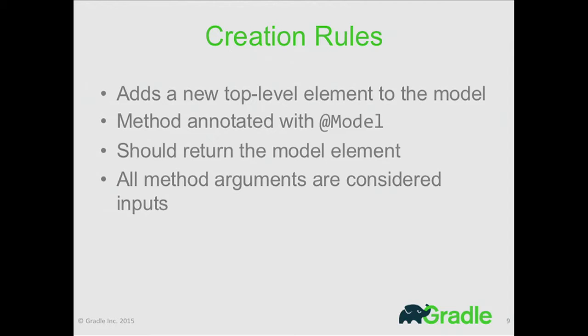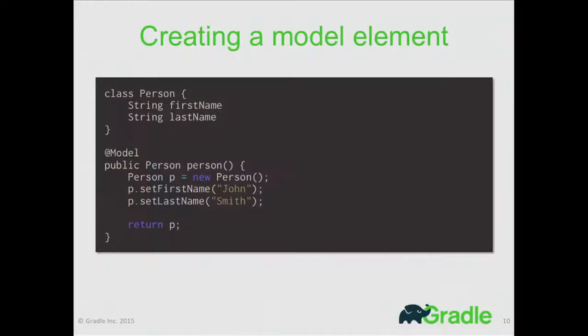And then there are some contract rules on what these methods should do, and effectively a model element just returns the thing that we should add to the model. Very simple. Also, creation rules can take other model elements as input arguments. So I need, as an input to create this thing, some other part of the model, and that's fine. So this is basically what that looks like.